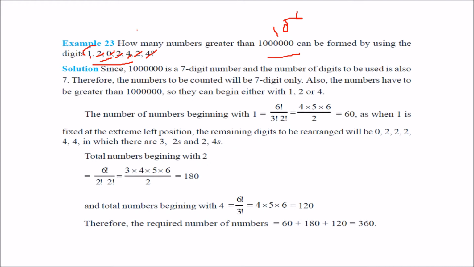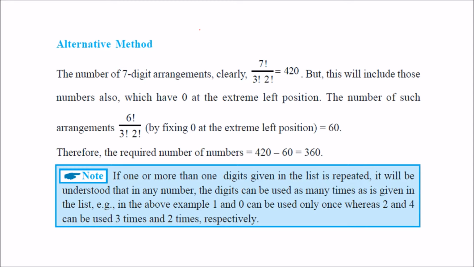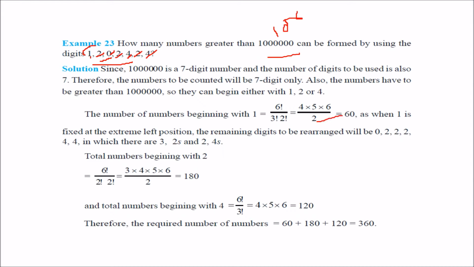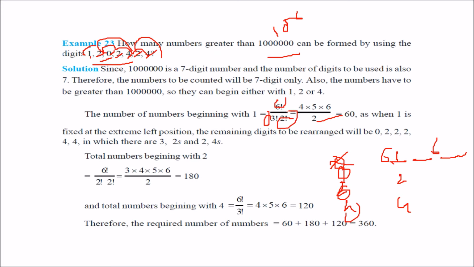So there are two methods. This is an alternative method, but first we'll see the first method. If the number starts with 1, then you can take 2 also, and you can take 4 also. So 1, 2, 4. You cannot take 0. If it starts with 1, then 6 places are remaining, so factorial 6. Because you have fixed 1, the 2's are 2 times, the 4's are 2 times, and the 2's are 3 times. So factorial 3 or factorial 2.